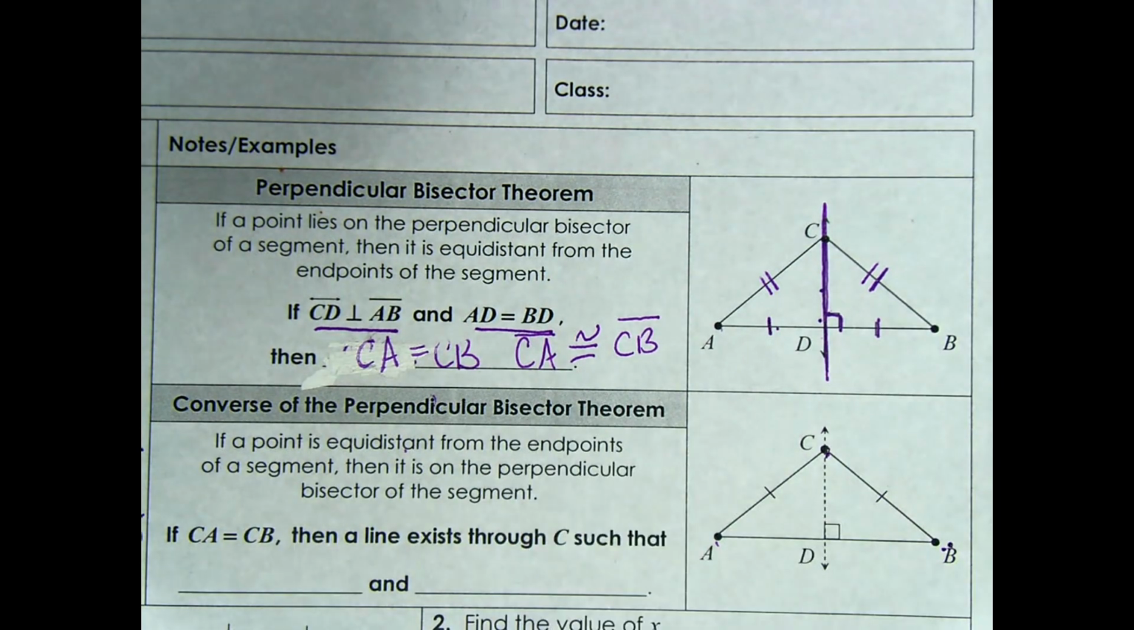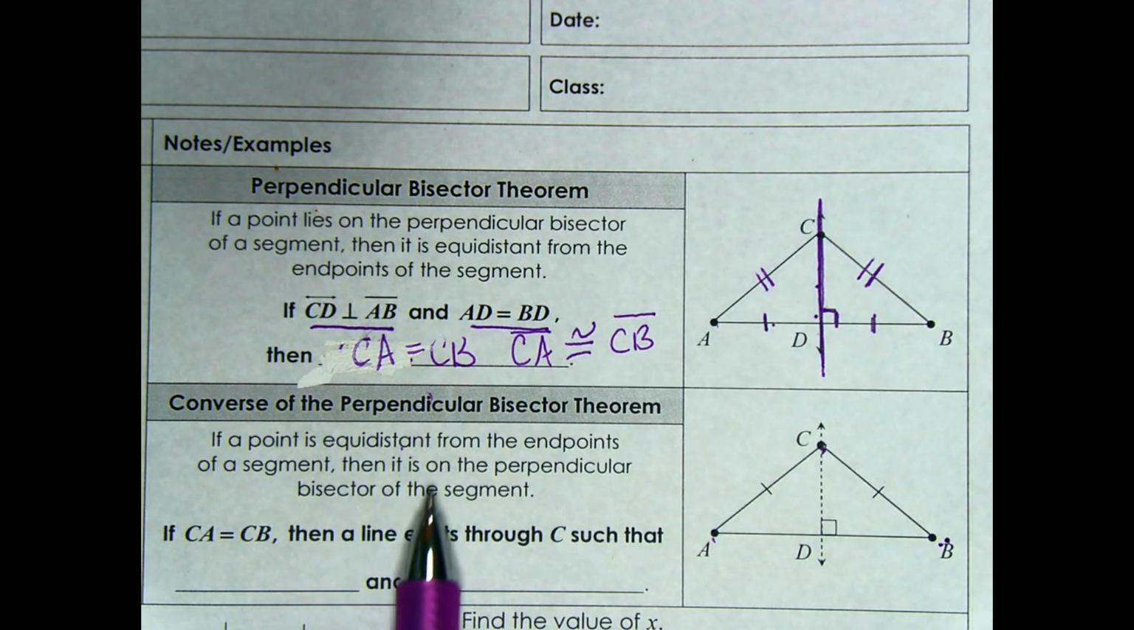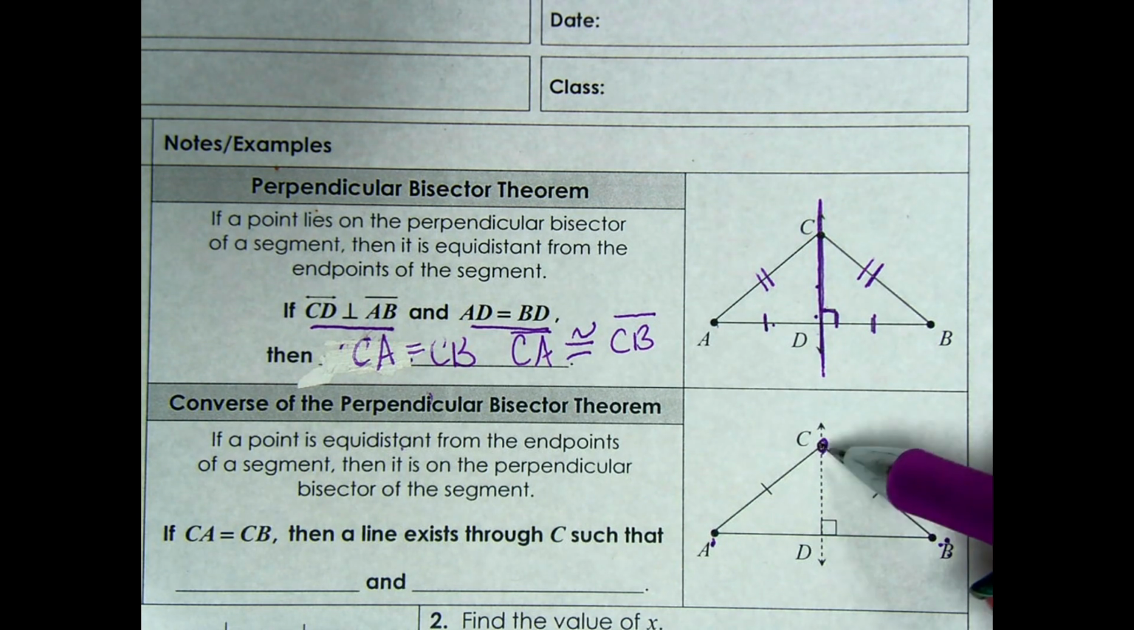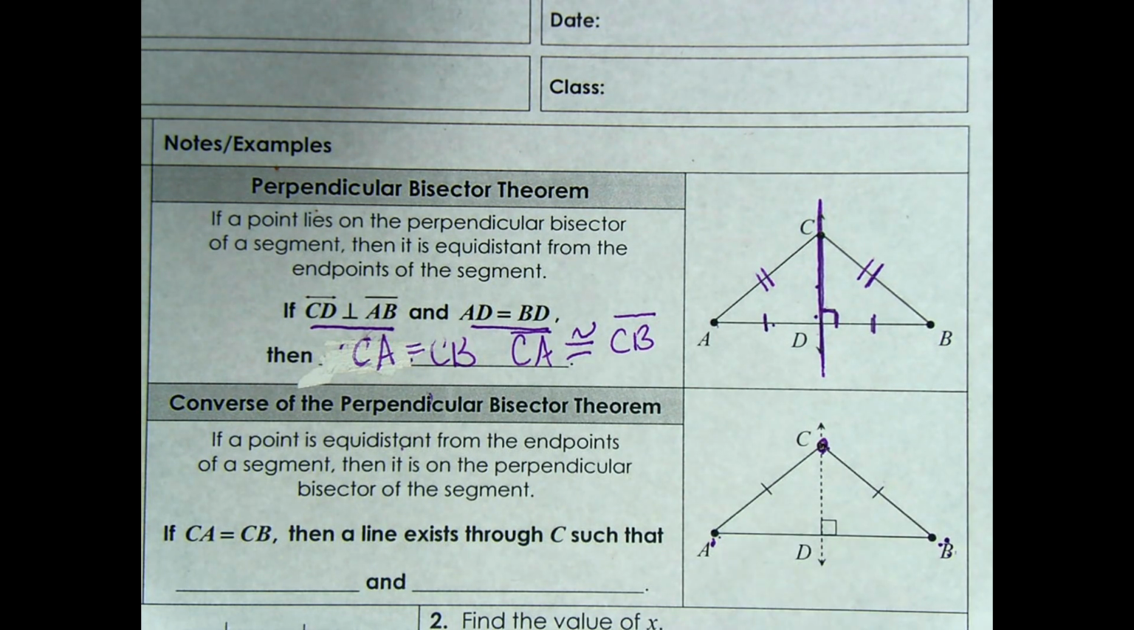The converse of the perpendicular bisector theorem states, if a point is equidistant from the endpoints of a segment, then it is on the perpendicular bisector of the segment. This is saying that C is equidistant from A and B. I know it's equidistant because it's the same length. And I know that it's the same length, remember, because of the tick marks.